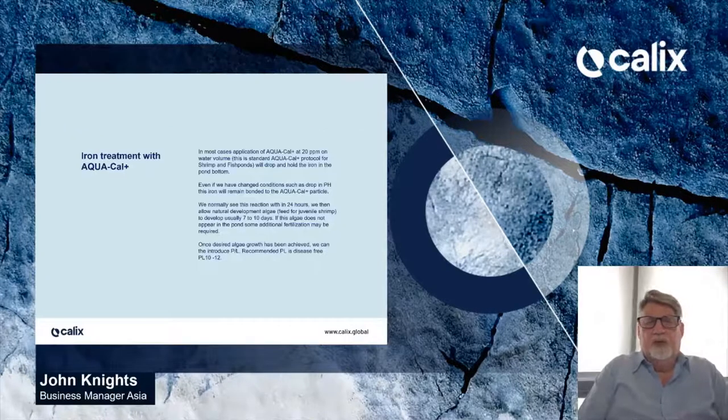Iron treatment with AquaCal: in most cases, application of AquaCal at 20 parts per million on water volume. 20 parts per million is our standard AquaCal protocol for shrimp and fish ponds. This will drop and hold the iron in the pond bottom. Even if we have changed conditions such as a drop in pH, this iron will remain bonded to the AquaCal particle. We normally see this reaction within 24 hours.